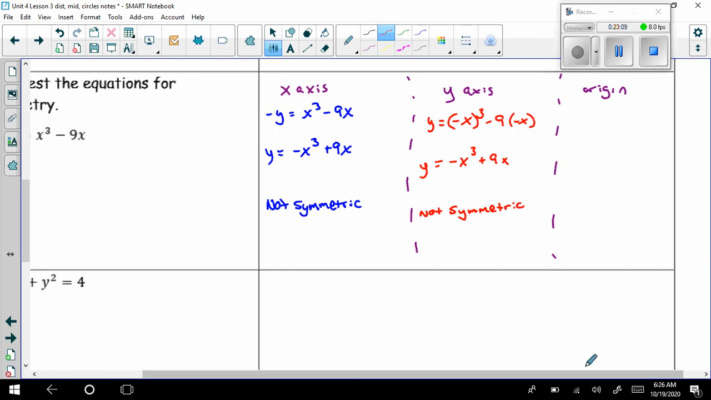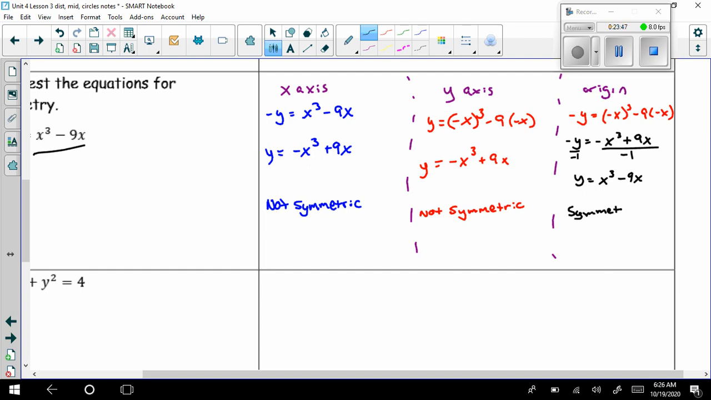And then last, we're going to replace both. So negative y is equal to negative x cubed minus 9 times negative x. To replace both the x's and the y's here and simplify that out. So we get negative y is equal to negative x cubed plus 9x. That comes from right here. And then we need to divide off that negative sign. So divide everything by negative 1. And we get y equals x cubed minus 9x. This is the same as what we started with. And so this is symmetric to the origin.